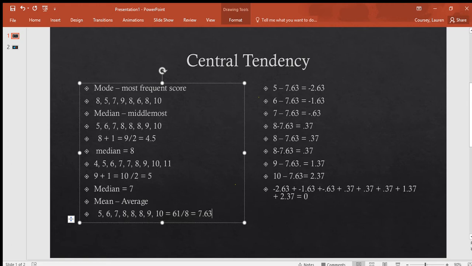All right, so I'll also post a very brief video for how you can determine measures of central tendency, mode, median, and mean when you have a frequency table as opposed to the raw scores as we have here.